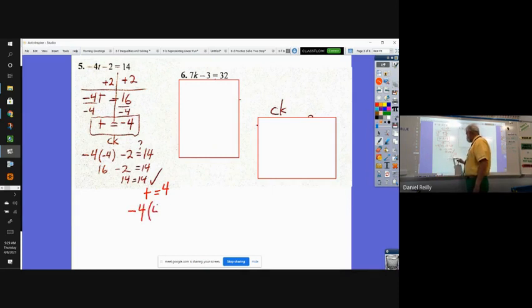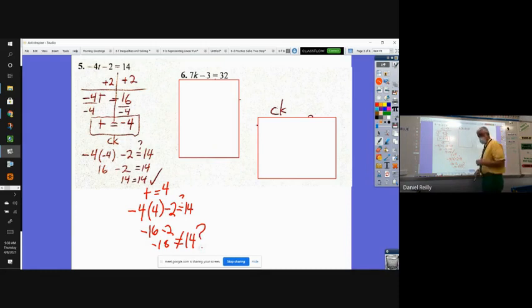Okay? And you made this mistake, your check should show this, right? When you do -4 times 4 minus 2 might equal 14, you don't just write 14 equals 14. That's not doing the check. You actually do this arithmetic. -4 times 4 is -16, and -16 minus 2, that's -18. Hey, wait a minute. -18 does not equal 14.